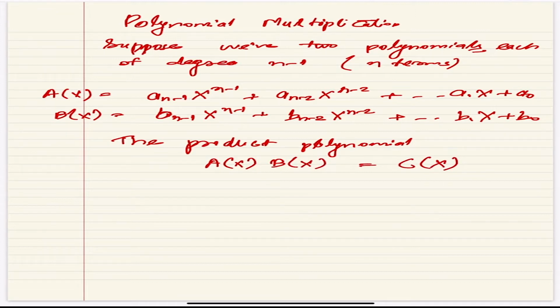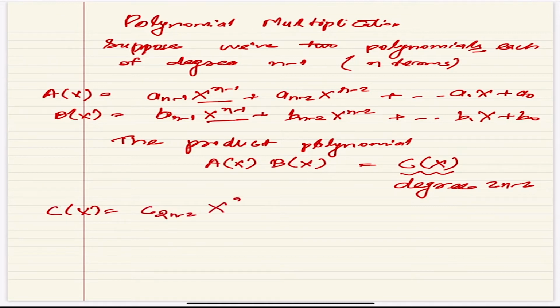Okay. So what will be the degree? The degree will depend on the largest degree of a and b. They had n minus 1 each, so this will have a degree of 2n minus 2. So then I can write the generic form of c(x), that is c_{2n-2} x^{2n-2} plus c_{2n-3} x^{2n-3} plus up to c_0.